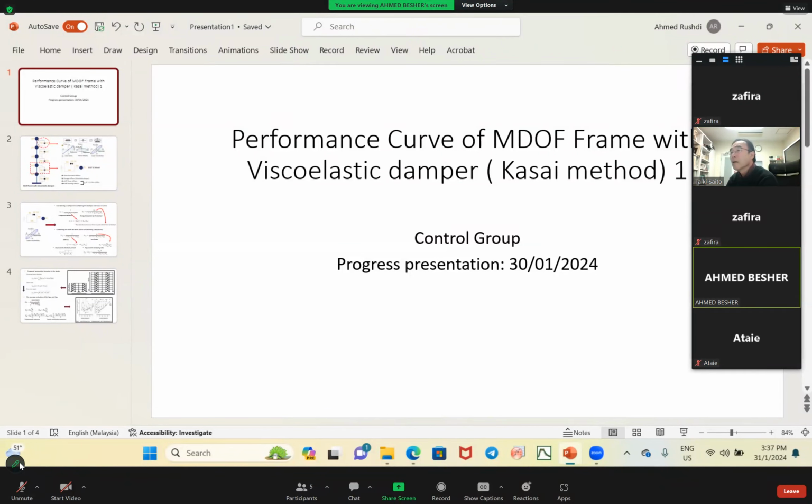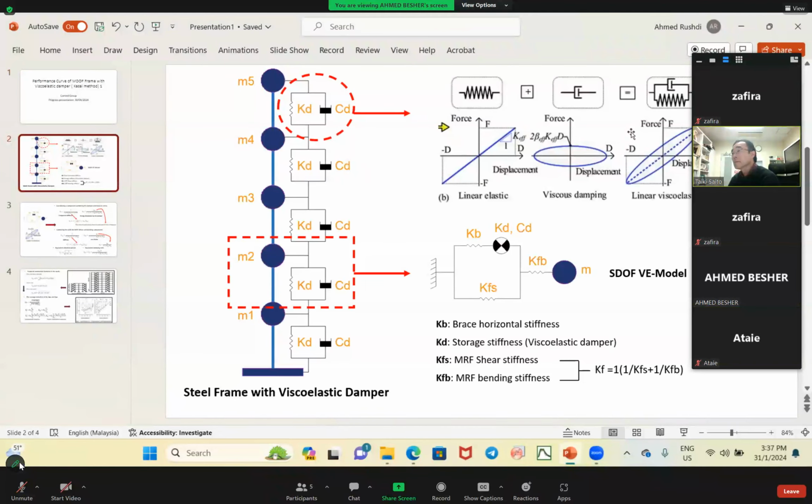So this is what I did so far since our last meeting on Friday. I studied how to develop the performance curve by the Kasai method. Your summary, Sensei, was for the steel damper and oil damper, so I tried to propose this for the viscoelastic damper. This is the system of the steel frame, consisting of many stories with press type viscoelastic damper.